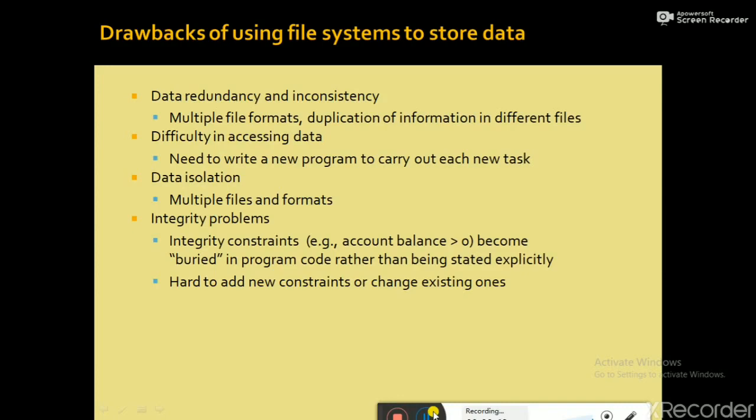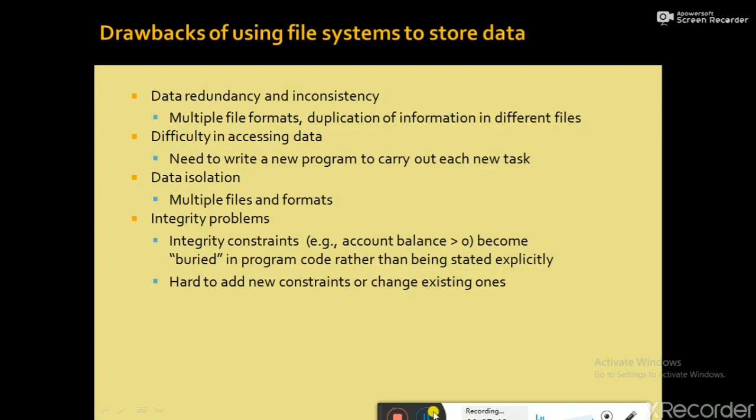For example, the address and telephone number of a particular customer may appear in a file that consists of saving account records, as well as the address and telephone number of that particular customer also may appear in current account records. That means the customer's address and telephone number, these two pieces of information, are repeated in multiple files. This is an example of data redundancy.